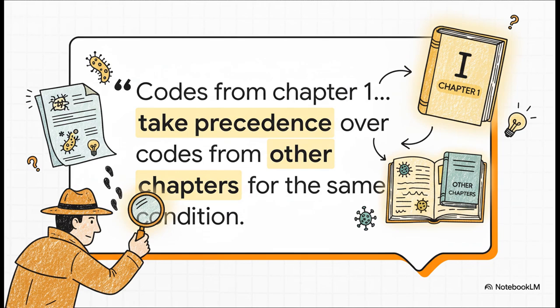And here it is, the golden rule of sequencing for our infectious disease case file. Codes from Chapter 1, that's our infectious disease chapter, they take precedence. If an infection is the number one reason for the medical encounter, its code has got to come first. It's the lead character in our story, period.